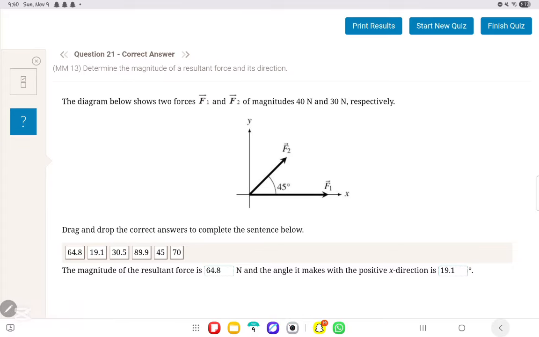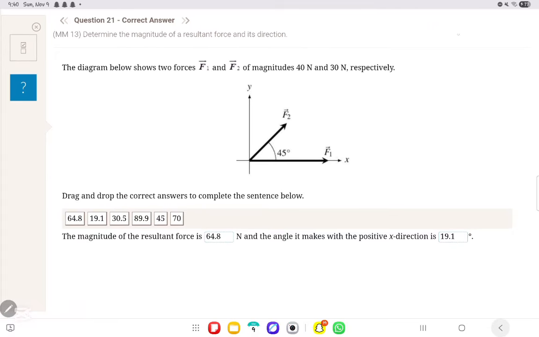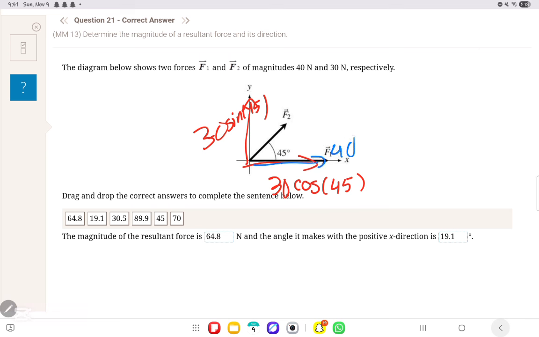Now question 21, they want the magnitude of the resultant force. Okay, how do we find that? We need to resolve first of all F2. It will become F2 cosine 45, F2 sine 45. F2 is 30 and 30. Because they're going in the same direction, and F1 is what? F1 is 40. Because they're going in the same direction, it's going to be 40 plus 30 cosine 45, right?